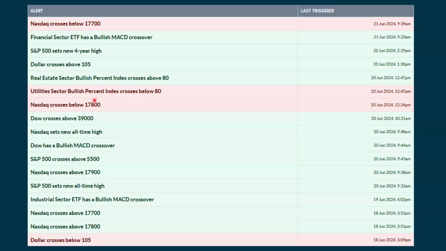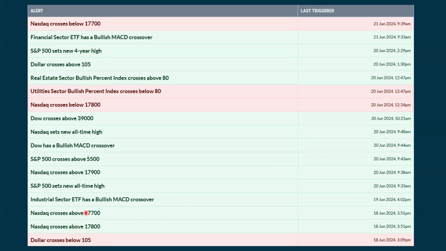Stockcharts.com has this thing called technical alerts, and these are automatically triggered. They deal with indexes, sectors, and so we can kind of see if it's a more positive or negative thing based on what's happening. We start by reading at the bottom, where first of all, back on Monday, the dollar crossed below 105. That gave stocks some really good support.